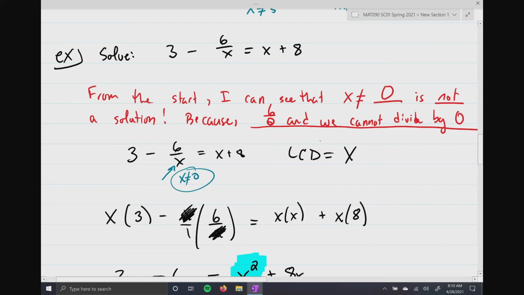First thing we do, we find the LCD. In this case, it's x. Second step, I'm going to multiply everything by x.